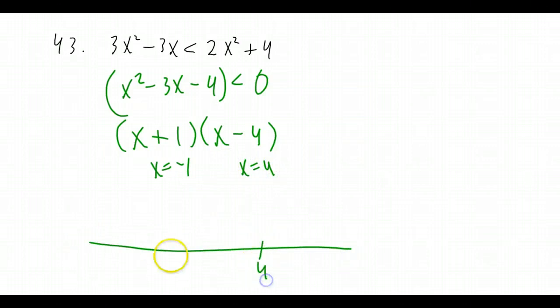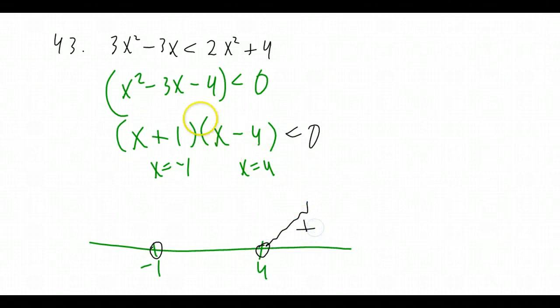So 4, -1. I've got to have this. Let's see. This is less than 0, so that's an open circle. Open circle. Plug in a number bigger than 4, like 10. 10 is positive. 10 minus 4 is positive. Positive times positive is positive. These are both to the first power. We've done this before. Got this.